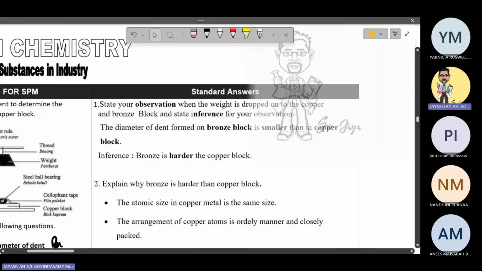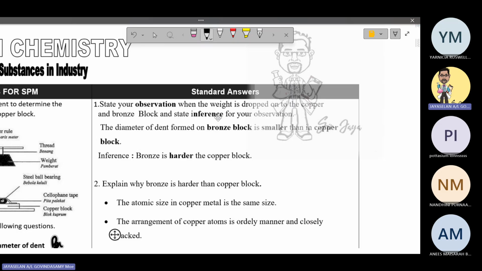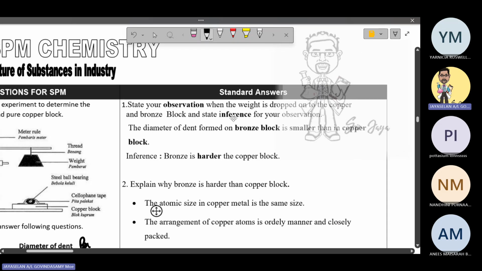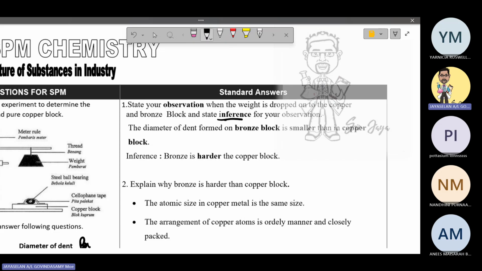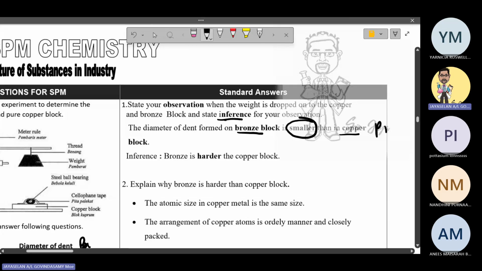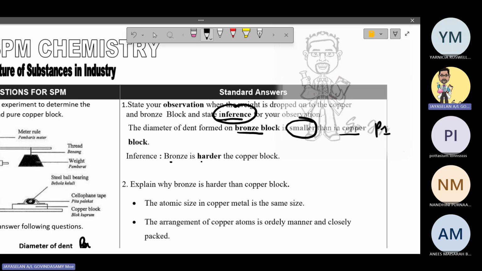They ask, state the observation. They ask the observation when the weight is dropped onto the block, then they ask inference, right? So observation: the diameter of dent formed on bronze block smaller than in the copper block. You already score your point 1. Then they ask inference, right? So bronze is harder. Don't write stronger. Tuliskan, harder than copper. So you already score your point 2.